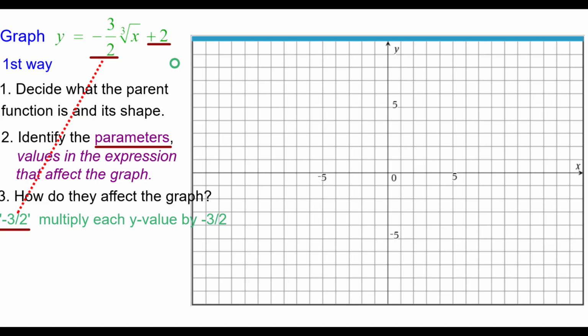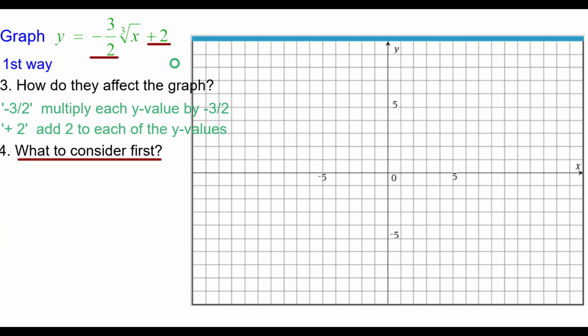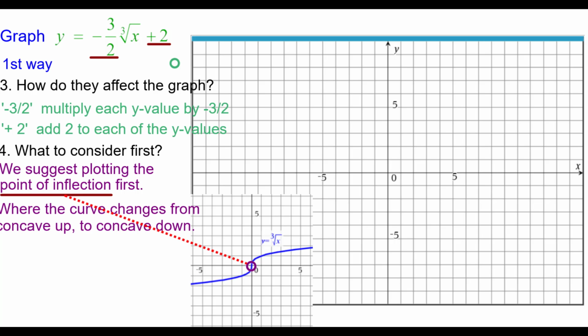Well, the negative 3/2 multiplies each y value by negative 3/2, and the plus 2 adds 2 to each of the y values. What should we consider first? Well, we suggest plotting the point of inflection first. This is called a point of inflection right here, where the curve changes from concave up, a smile, to concave down, a frown. It's called a point of inflection, where it changes concavity.